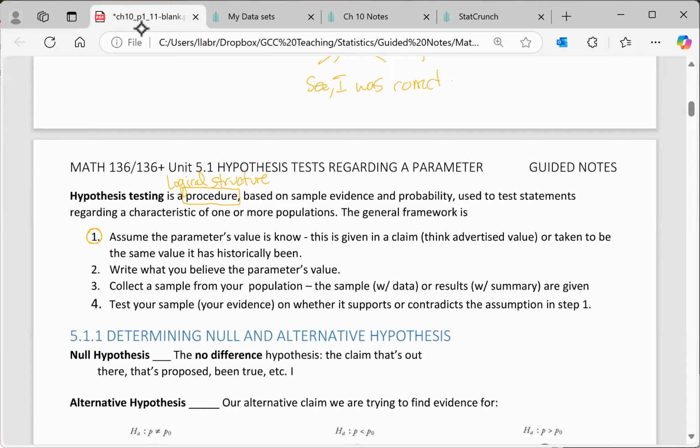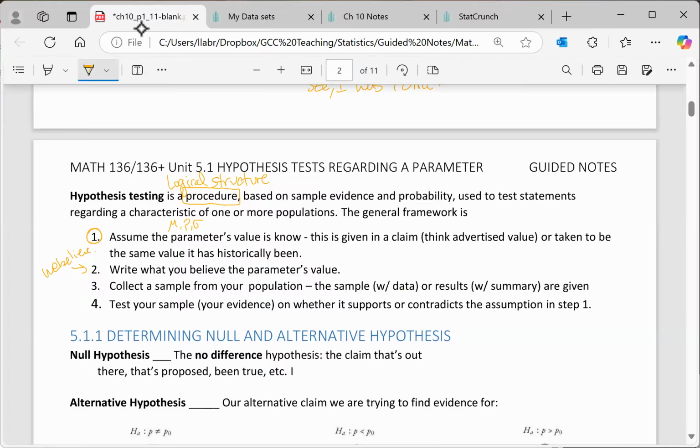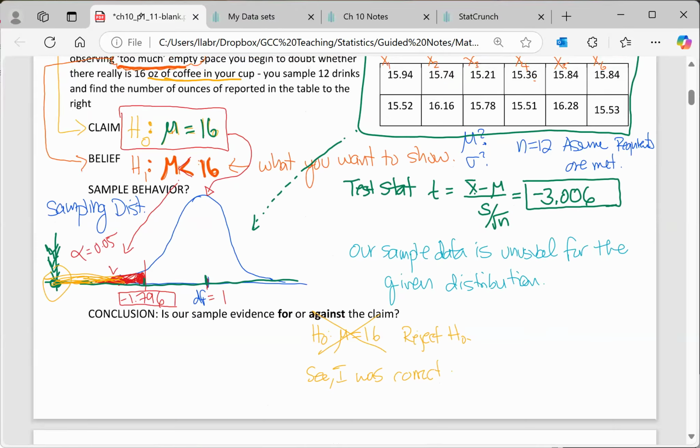The parameter. So again, this is either mu, p, or sigma. There is some claim as to what that value should be. Then we believe that something's off about the claim. So then based on our sample, and the sample always is given. If you have the sample with data, like we did previously, you would use it with data. And if you only have the results, then that would be a summary. And finally, you go ahead and you test, you reach a conclusion.